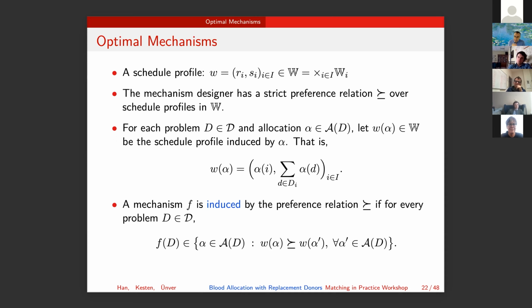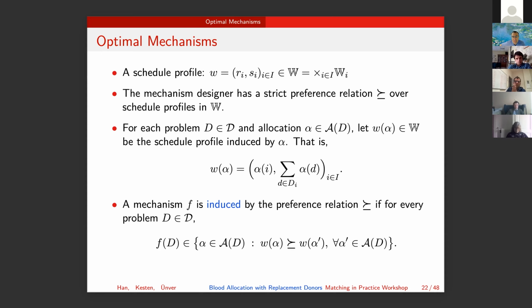To define the optimal mechanisms, now I'm going to look at the preferences of the mechanism designer over schedule profiles. So a schedule profile is how many units a patient receives and donates among all patients. That's the profile. I will call this little w, and cap W will be the cross product of these individual bounded sets. And the mechanism designer has a strict preference relation.